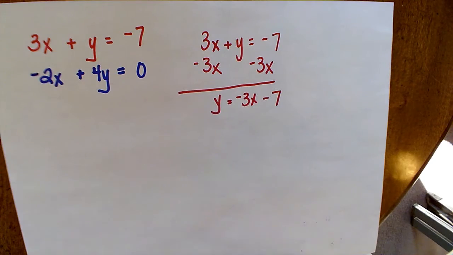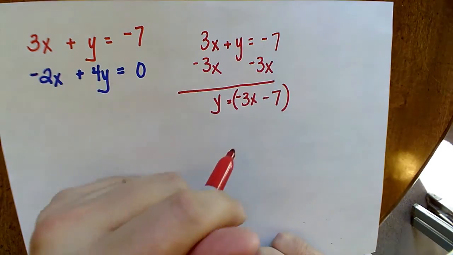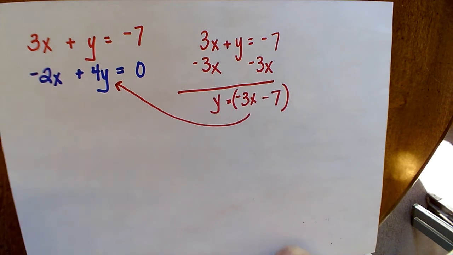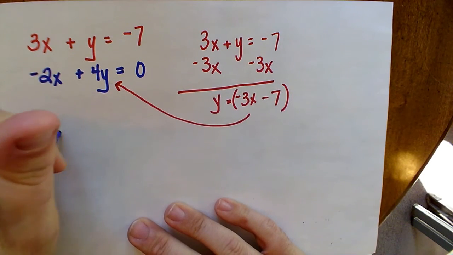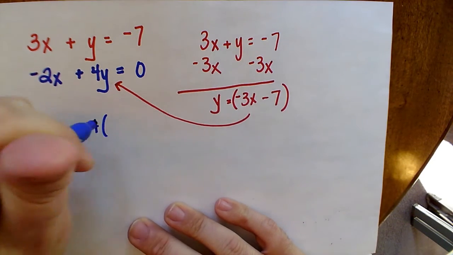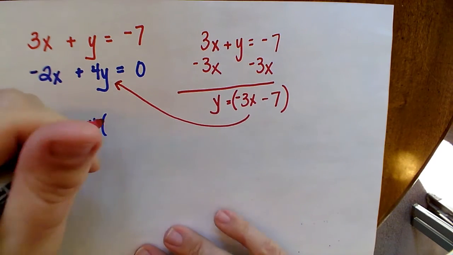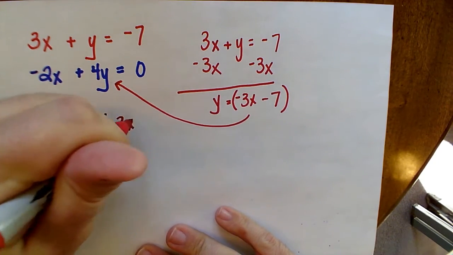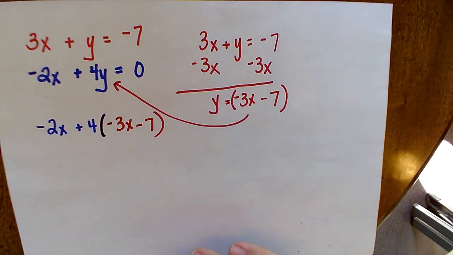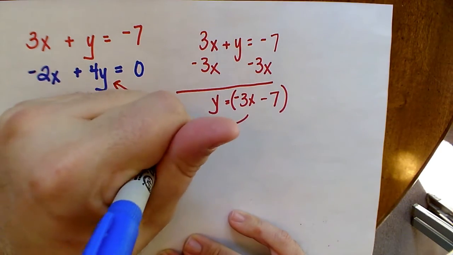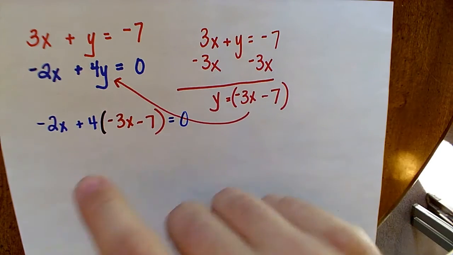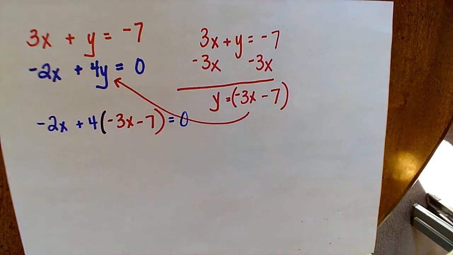I'm going to take this and plug it in for that y. So we're going to have negative 2x plus 4 times negative 3x minus 7, and that equals 0. So we're substituting it in. Now we're excited at this point because we only have x's, okay? And we're going to go ahead and solve this.